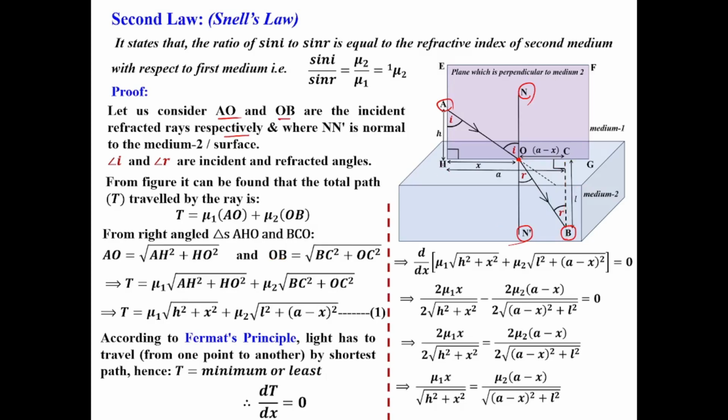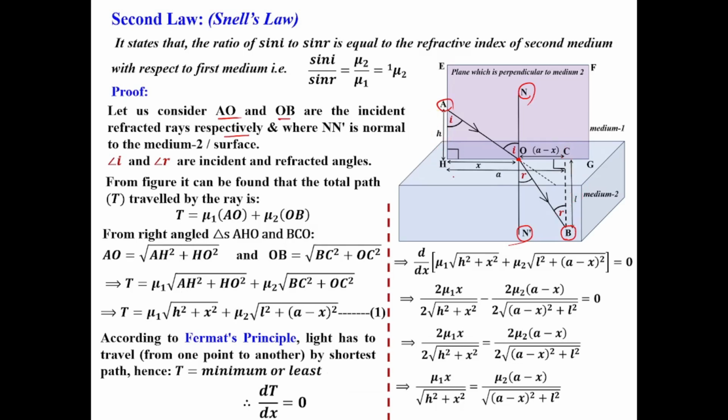Here in this figure, we considered the length from H to C as a. If this length we consider as x, then obviously the length O to C is a minus x. So T, the total optical path traveled by the ray, is mu1 into AO plus mu2 into OB. Instead of AO and OB I have written these expressions. For AH I considered the distance h, and for B to C I considered this distance as l.